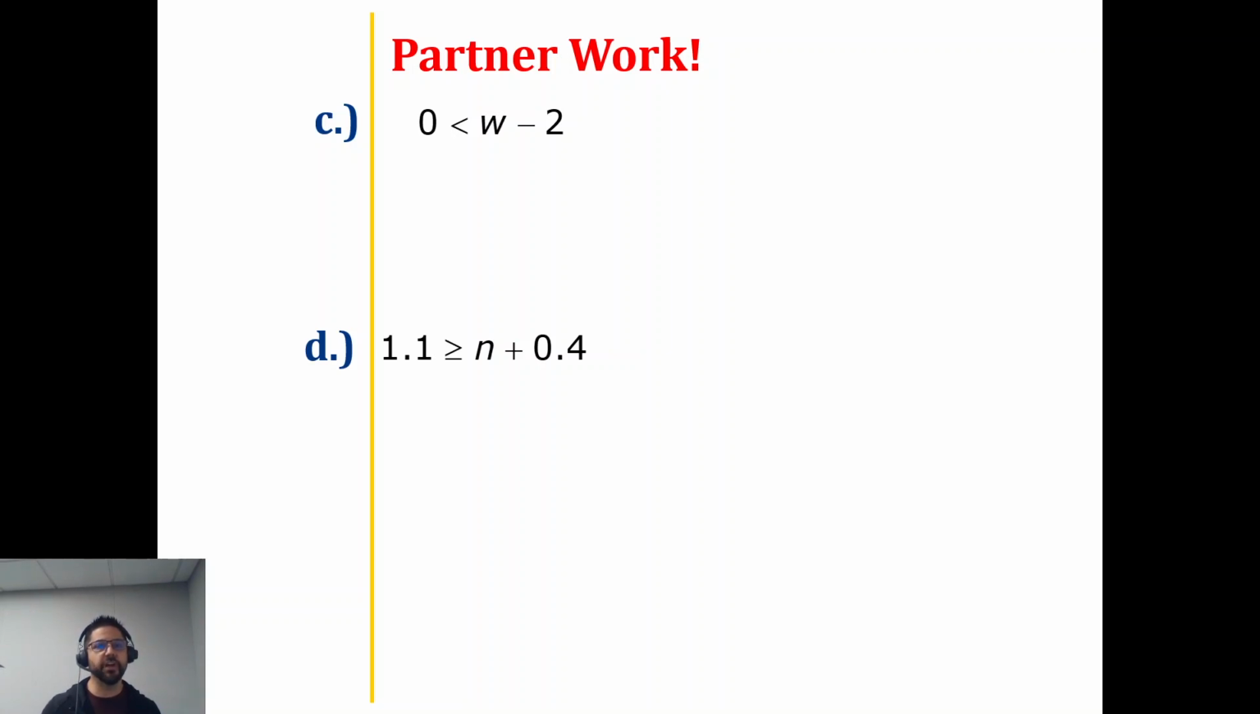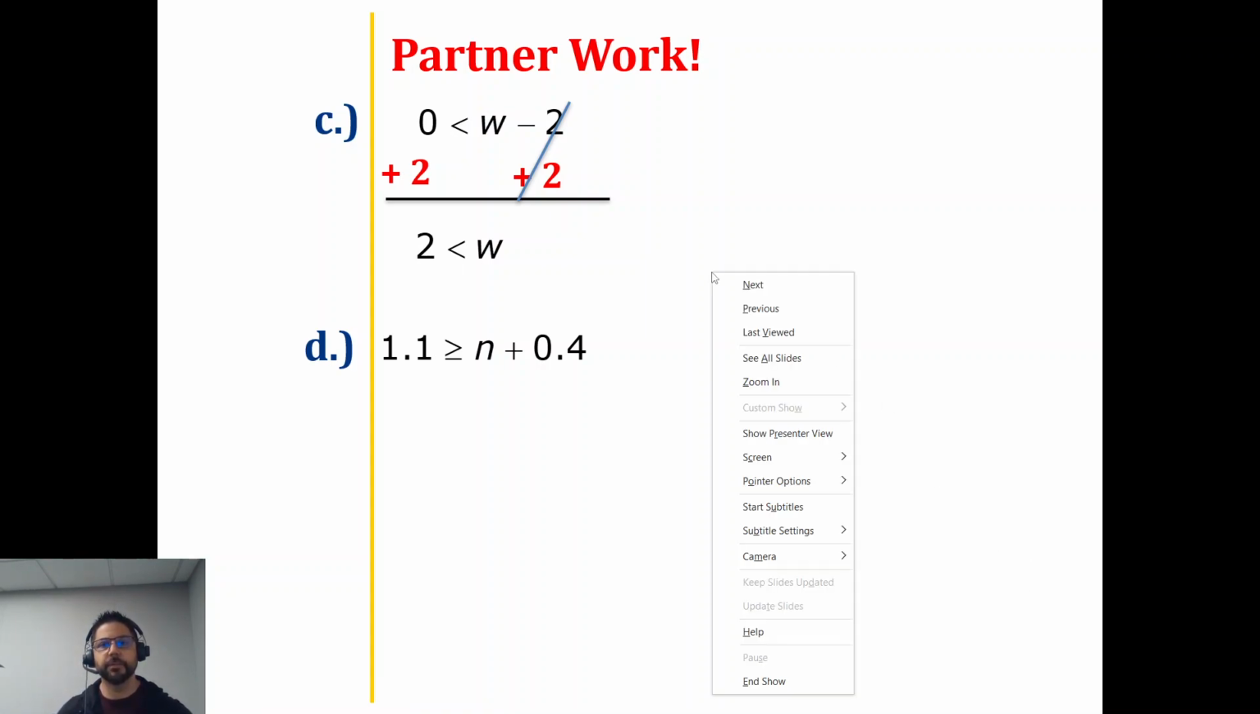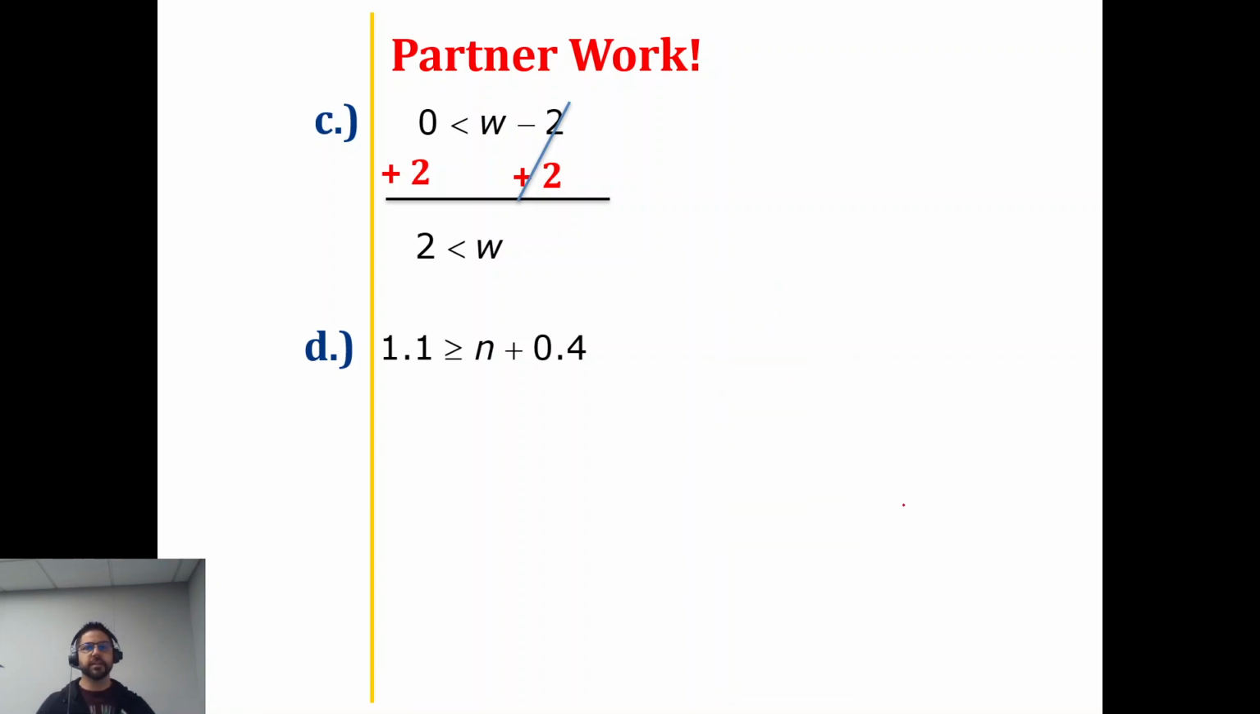So if you wanted to solve first, it would be adding 2 to both sides. So we have 2 is less than W. Let me see if my pen tablet's going to work right now. So if you don't like that, again, it is preferred if you write it as W and the 2.